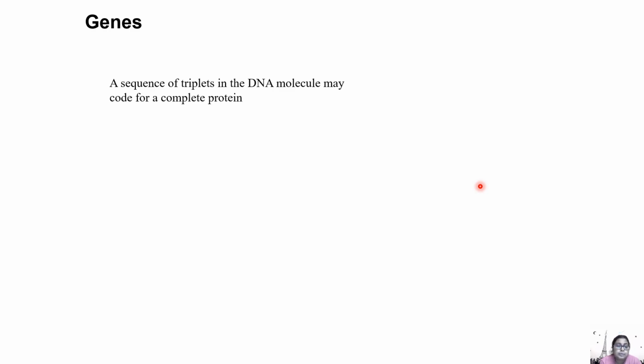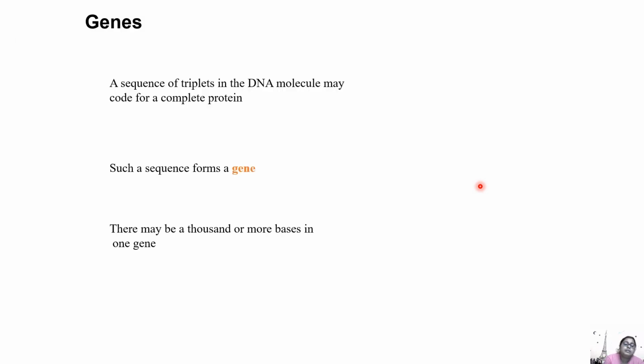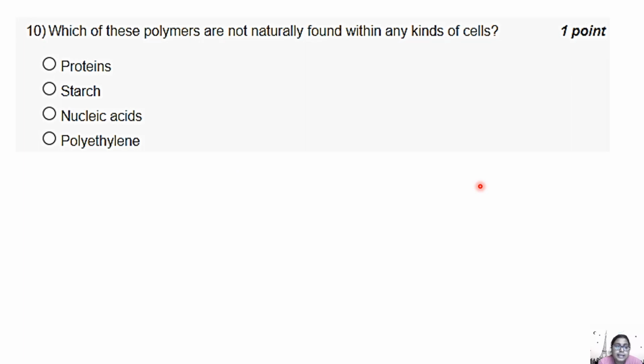So a gene is a sequence of triplets in the DNA molecule that may code for a complete protein, and such a sequence forms a gene. If we talk about a protein, the DNA sequence that codes for the protein will be called a gene. Okay, and there may be 1,000 or even more bases in one gene. Correct. So obviously the one letter codes were ATGC. You're correct. Moving on to the next question for today.